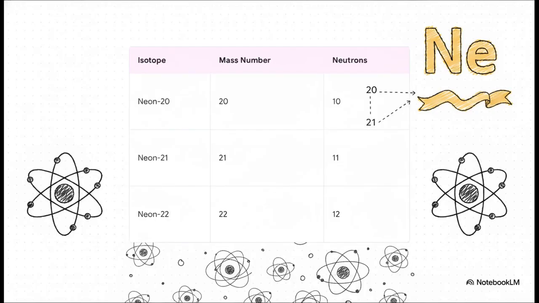Let's actually prove how simple this math is by looking at the three naturally occurring isotopes of neon. Neon's atomic number is always 10. That never changes. So for neon 20, 20 minus 10 leaves us with 10 neutrons. For neon 21, 21 minus 10 equals 11 neutrons. And for neon 22, 22 minus 10 gives us exactly 12 neutrons. Just plug those numbers into the golden formula and you are going to get the right answer every single time.